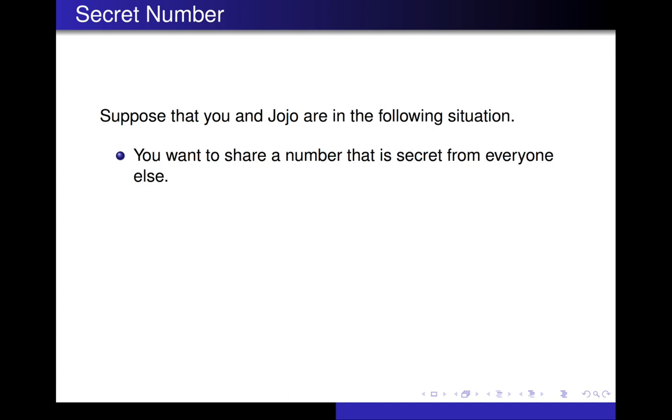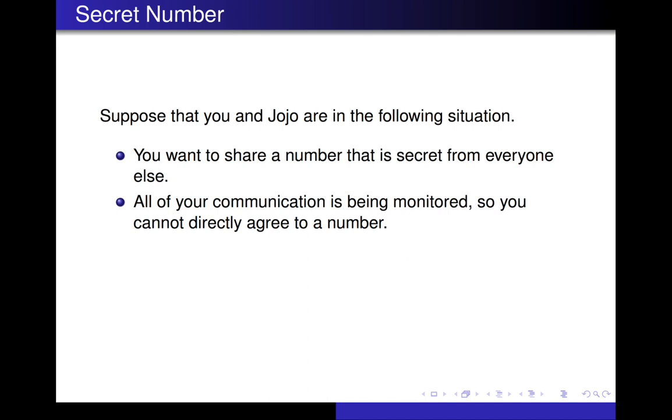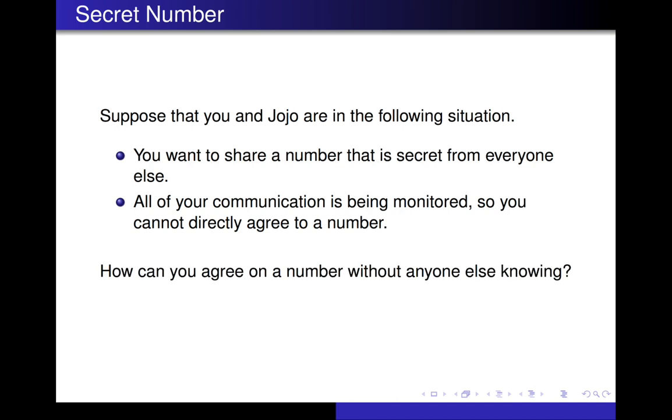However, you are in a very precarious situation because all of your communication is being monitored. So you can't just go tell each other what that number is. Somebody will hear, and then your secret will be out. So the question is, how can you agree on a number without anybody else knowing what that number is?